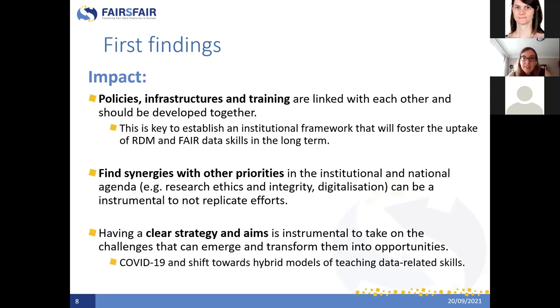The last pillar is the impact pillar, and here what we were really looking after was sustainability. So how these universities were able to ensure that the impact of the practice would not just be for the short term, but rather remain within the participants of the different initiatives.